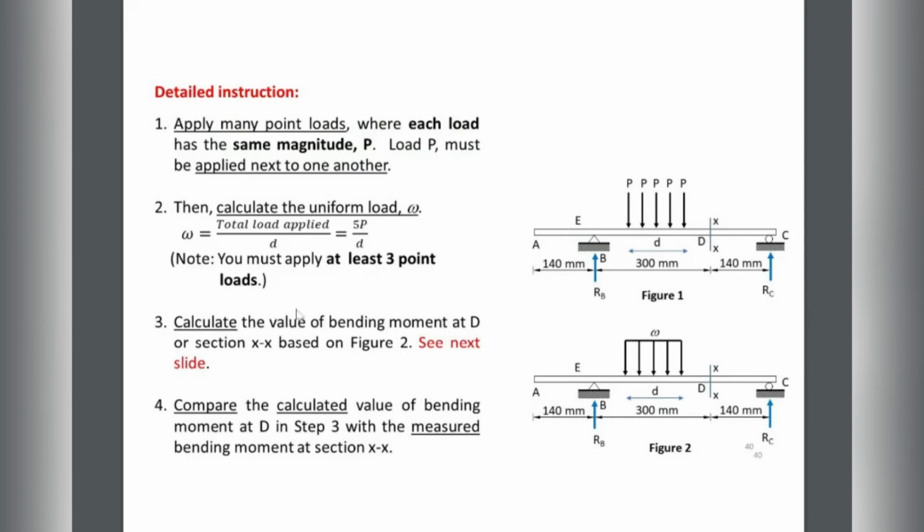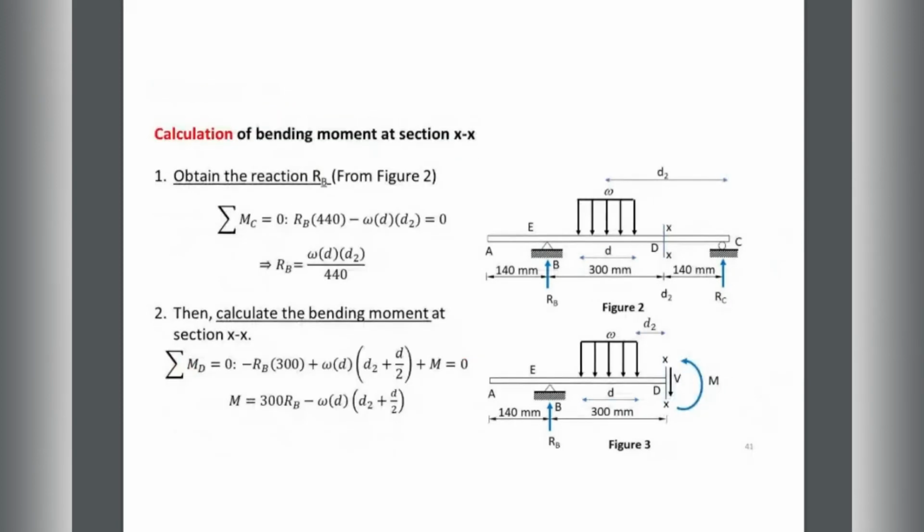Then we calculate the bending moment at D, or section XX, based on figure 2. Only then can we compare the calculated value of the bending moment at D from step 3 with the measured bending moment at section XX. Last but not least, we obtain the reaction RB at point B and RC at point C. And finally, the calculated and measured bending moment at section XX are compared.